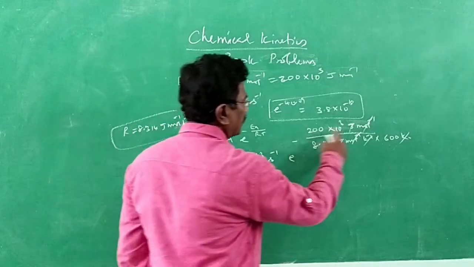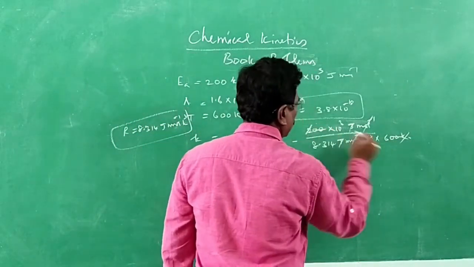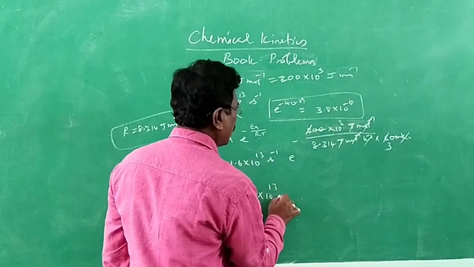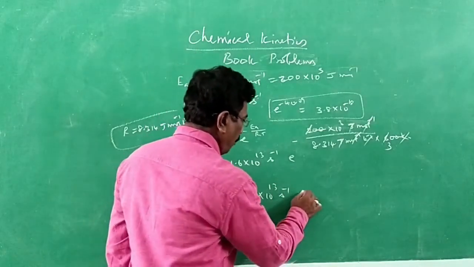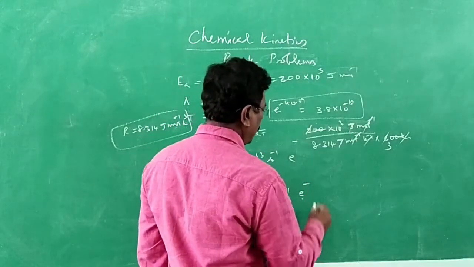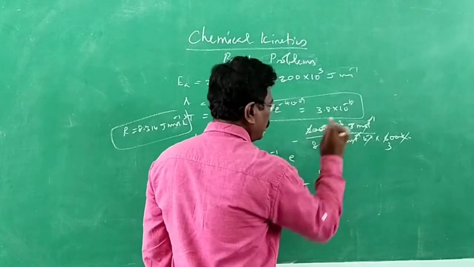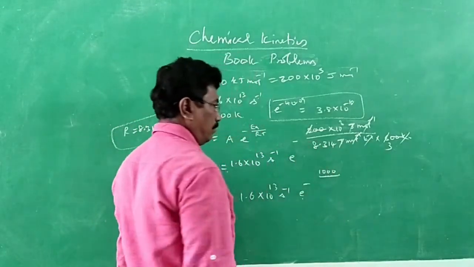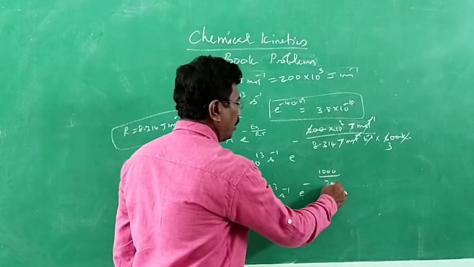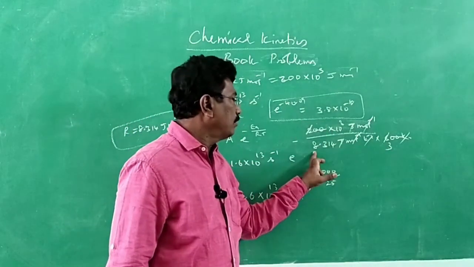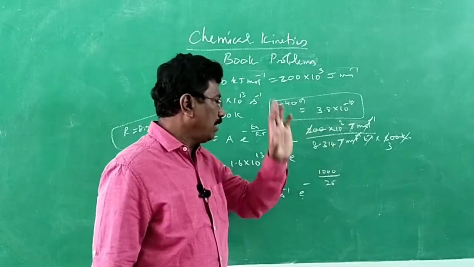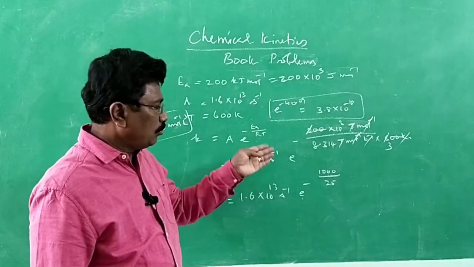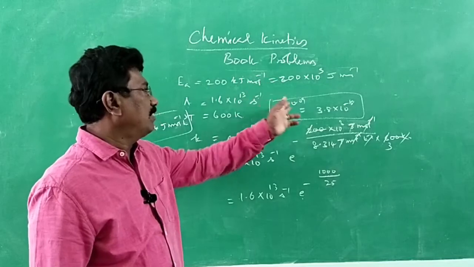Now when 200 is divided by 600, we get 1.6 into 10 power 13 per second, e power minus, of course in the numerator we have got 1000, 10 power 3, divided by 3 into 8.314, approximately 25, we have discussed already. 3 into 8 is 24, 3 into 0.3 something is approximately 1, therefore 25. When 100 is divided by 25, it will become 4. When 1000 is divided by 25, it will become 40. We are given e power minus 40.